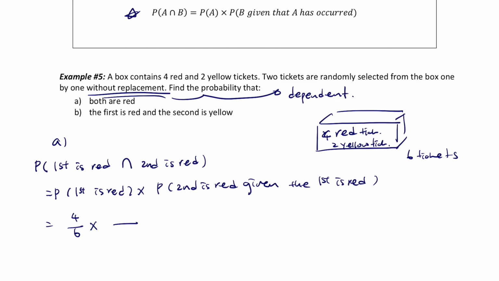So we are doing this without replacement, so after the first pick, the number of red tickets has decreased to 3, and also the number of total tickets has decreased to 5, right? So the probability that both are red is equal to 12 over 30 or 2 over 5.